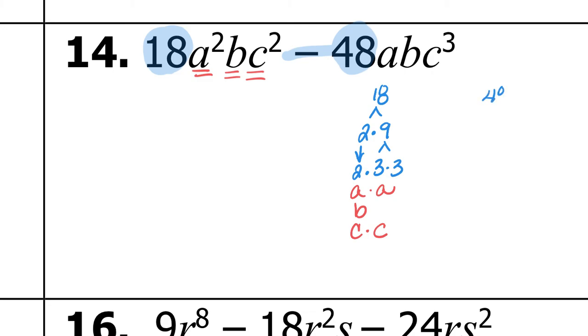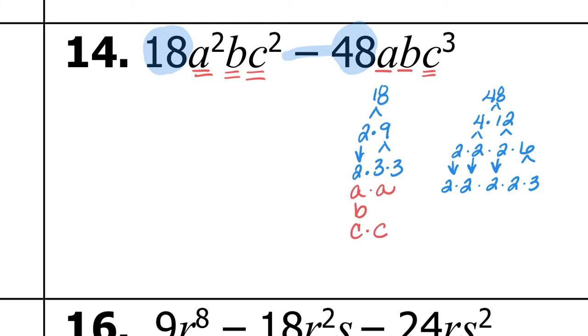My 48 can be broken down into 4 times 12. 4 is 2 times 2. 12 is 2 times 6. Every term that I do not use, I bring down with an arrow so I don't lose it. 6 can be broken down into 2 times 3. Those are all prime numbers, so that's done. And it contains 1 A, 1 B, and 3 C's. So A, B, and 3 C's.